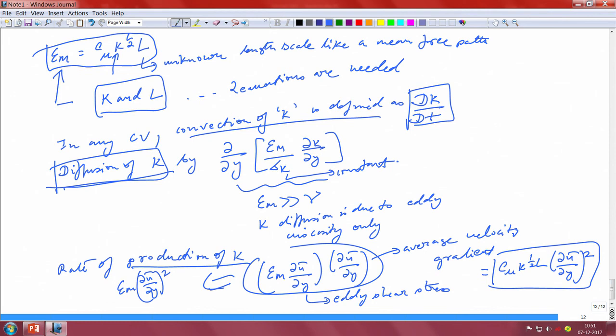Similarly, an equation can be written for the L also, an equivalent of L, that we will do in the next class. This is just to give you an idea of how the same turbulence problem, that same eddy viscosity and other things, can be solved in a little bit more complex way by using two more equations. Not necessarily that this is any better, it just gives you a little bit more freedom in juggling the quantities. Thank you.